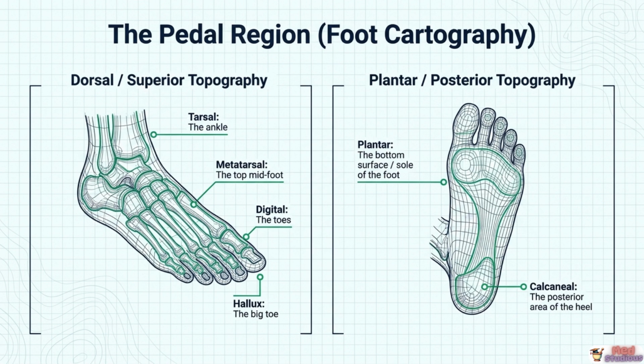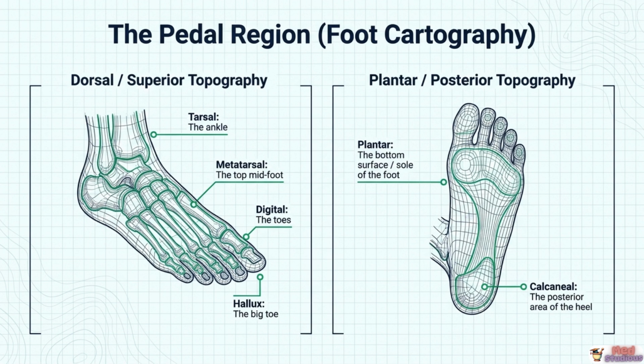The dorsal, or superior, topography of the foot contains 4 regions: The tarsal region covers the ankle, the area of the 7 tarsal bones, including the talus and calcaneus, which form the ankle joint with the tibia and fibula.